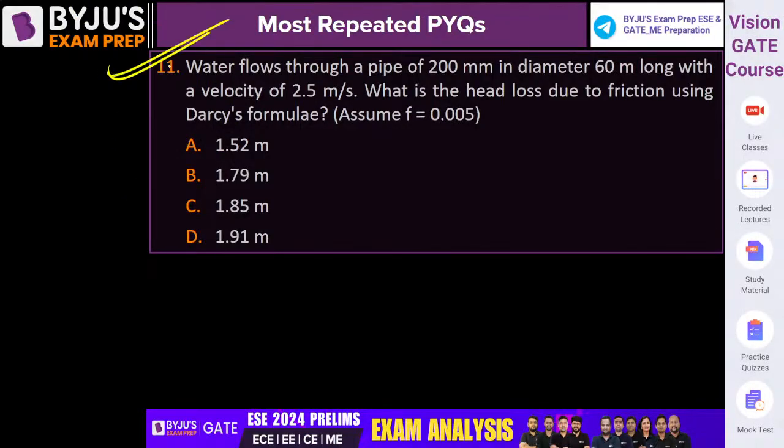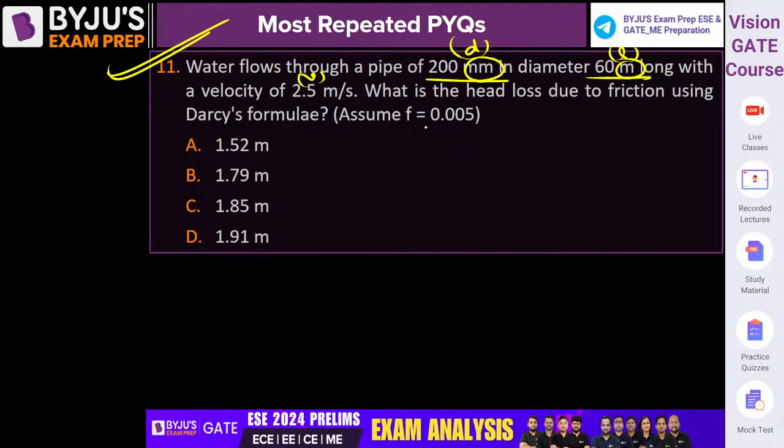Let us move to the next one, question number 11. Yes, solve question number 11. Water flows through a pipe of 200 mm in diameter and 60 meter length. You should take care of the units. Diameter is in millimeter, length is in meter, with a velocity of 2.5 meter per second. That is the velocity. What is the head loss due to friction using the Darcy formula?